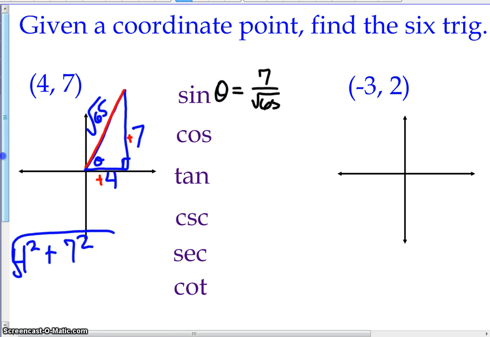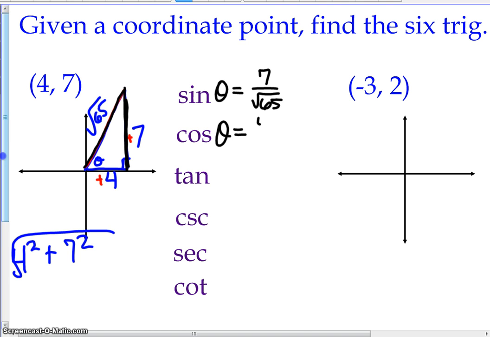Be careful that you don't say, oh, I know from the unit circle, sine is my y, it's 7. Well, no, it doesn't work that way because we're not in the unit circle. In the unit circle, our hypotenuse is a single unit, a 1. It's not that case here. It's a square root of 65, which is definitely not 1. So we don't have the rules of the unit circle anymore.